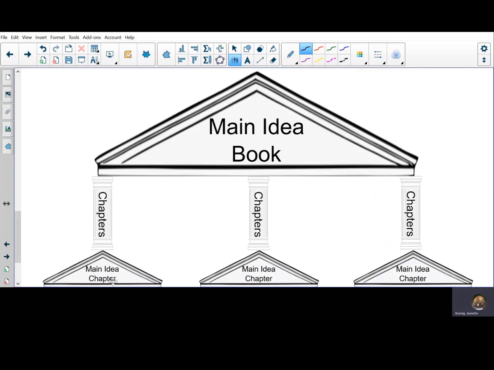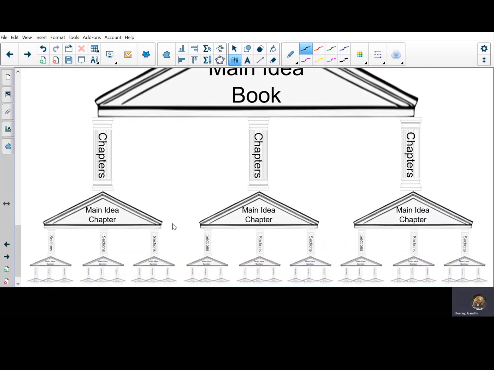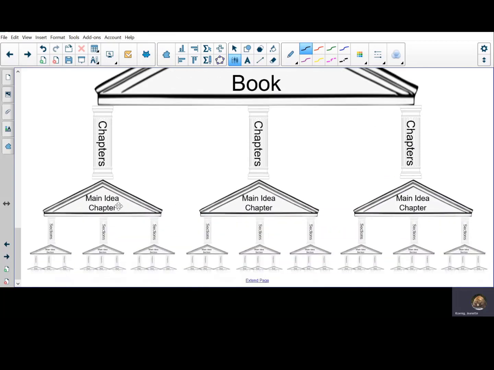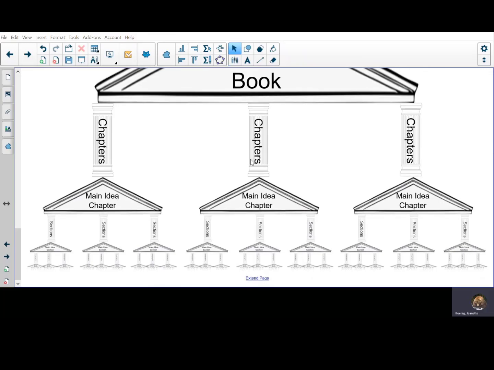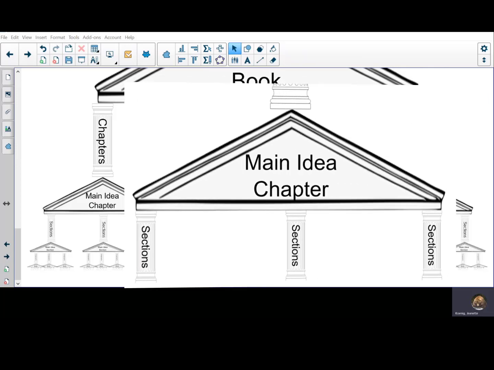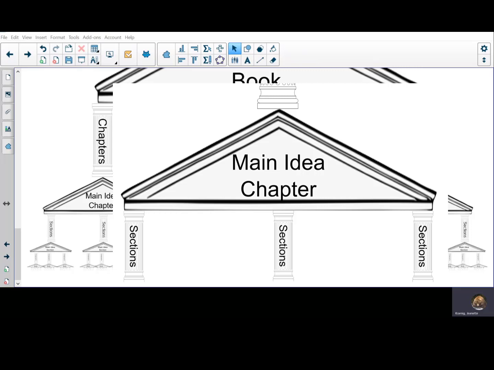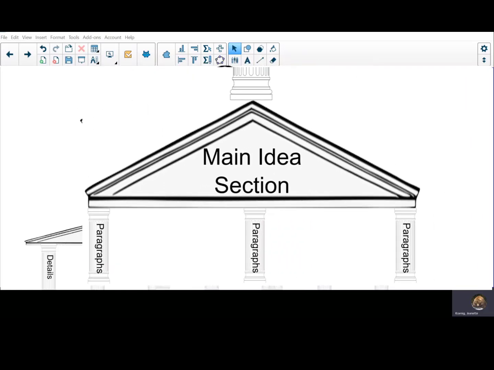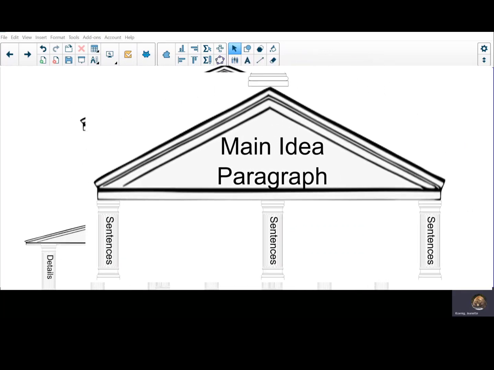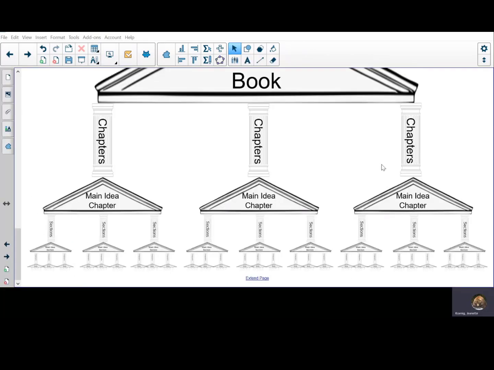Each chapter has its own main idea, which acts as a supporting detail for the main idea of the book. The chapters might be divided into sections, and each of these sections has its own main idea. The main ideas of the chapters are supported by the main ideas in the sections. The main ideas of the sections will be supported by the main ideas of their paragraphs. And the main ideas of the paragraphs are supported by the details of the sentences that make them up. So you can go into as much or as little detail as you want.